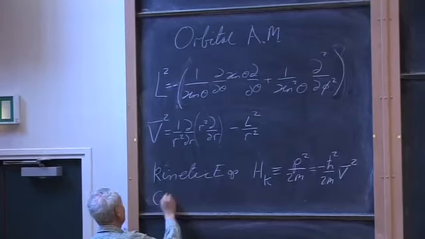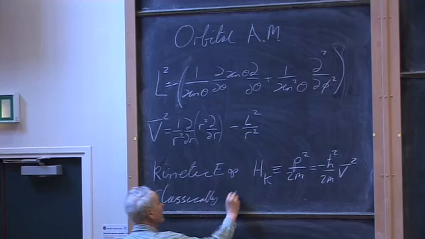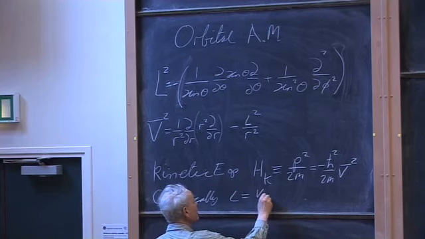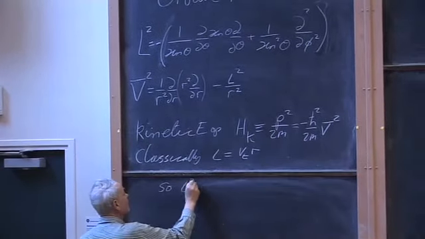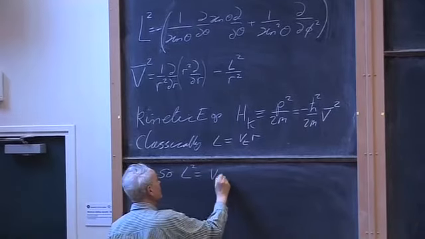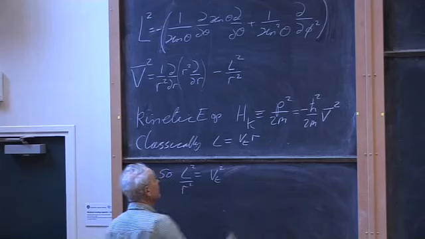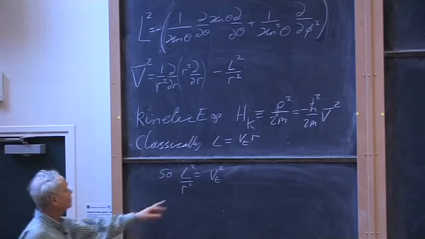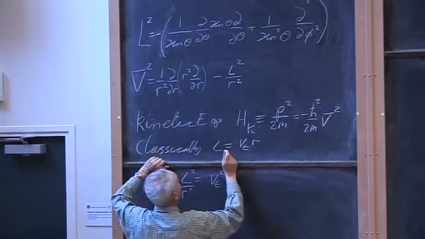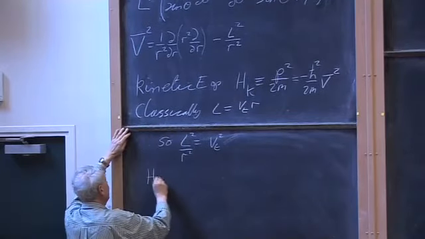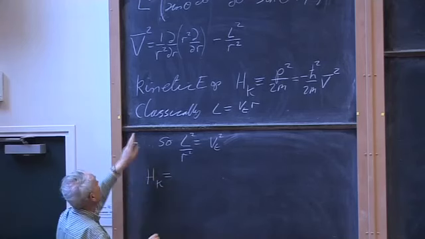And classically, we have that L is equal to V tangential times the radius. So L squared is V tangential squared times radius squared. L squared over R squared is equal to V tangential squared. So we have that HK is equal to, that's suggestive of something, isn't it?